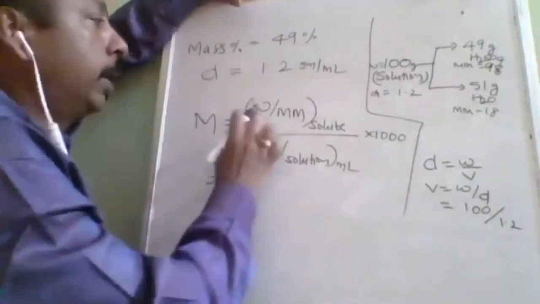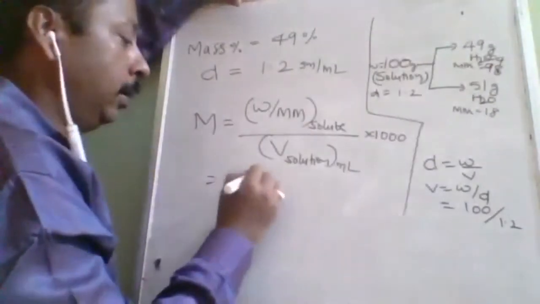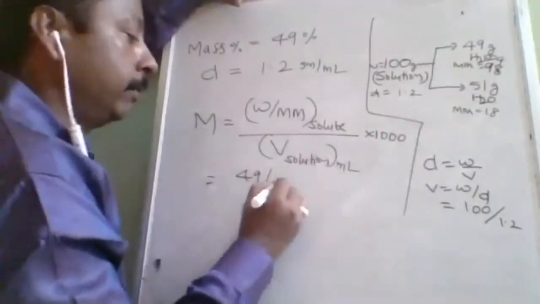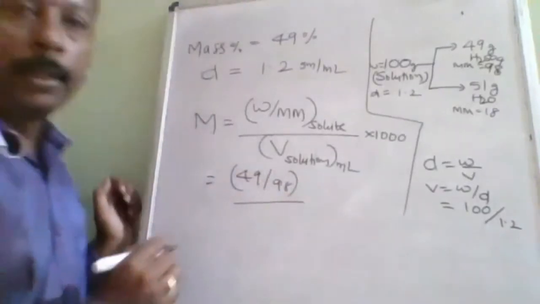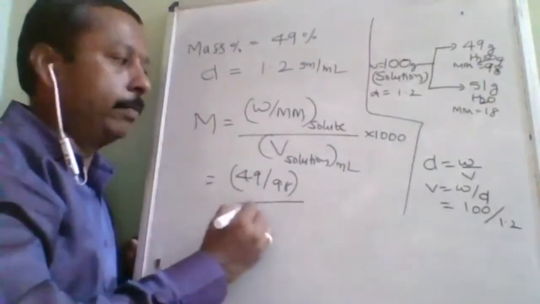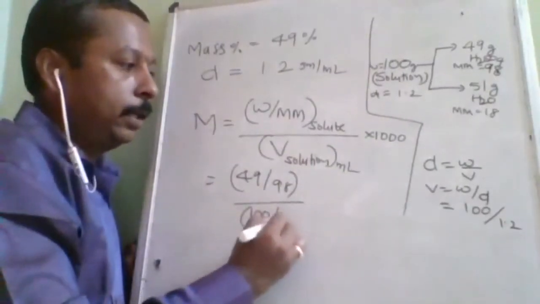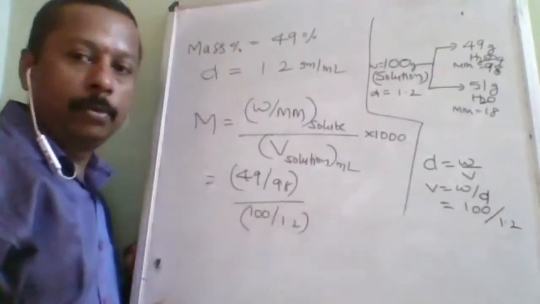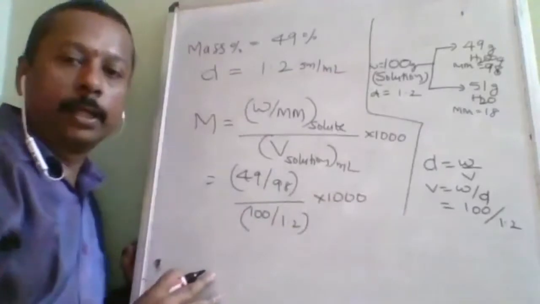Mass of solute is 49, divided by molecular mass of solute 98, divided by volume of solution, which is 100 divided by 1.2, into 1000. So on simplifying, you will get the answer.